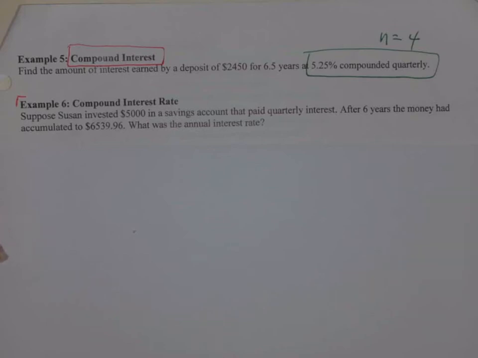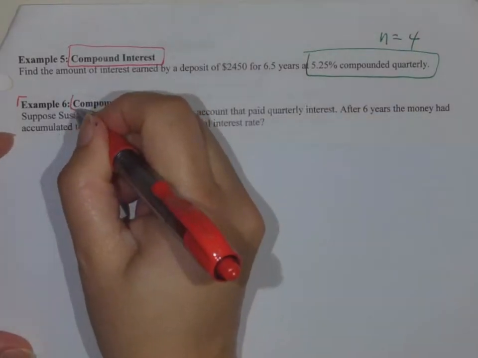This is chapter 5.1, and these are the new examples that we're going to do. Number 6 is about compound interest, and Susan is going to invest $5,000 in a savings account that pays quarterly interest. After 6 years, the money had accumulated to $6,539.96. What was the annual interest rate? So this one is compound interest, so we're going to use the compound interest formula.